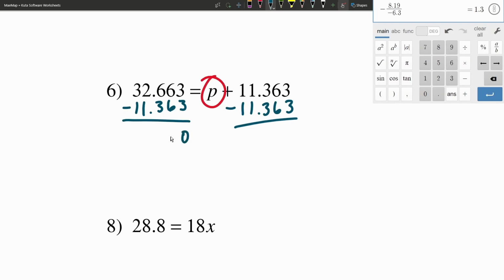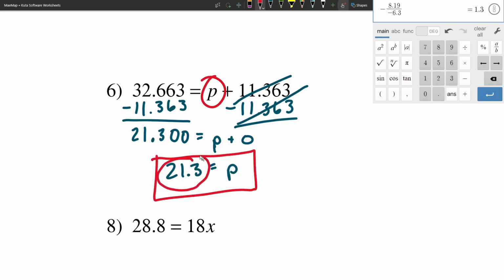3 minus 3 is 0, 6 minus 6 is 0, 6 minus 3 is 3. Keep that decimal in line. 2 minus 1 is 1, 3 minus 1 is 2. So 21.300 equals p. Remember, those cancel out because they go to 0, and adding 0 to p is just going to be our variable p. So we get that 21.3 is equal to p.